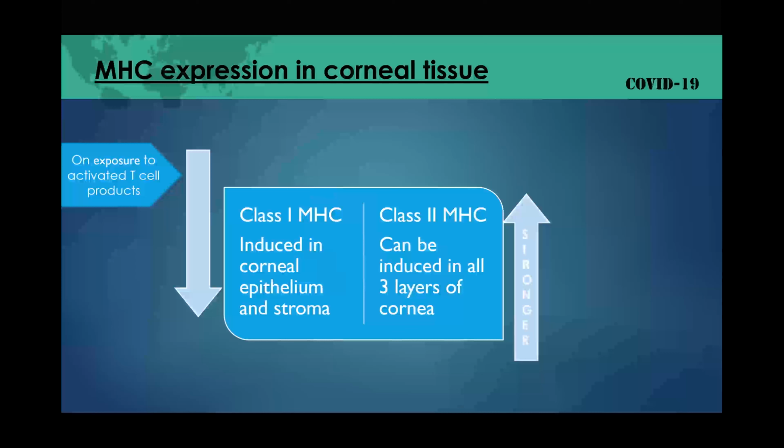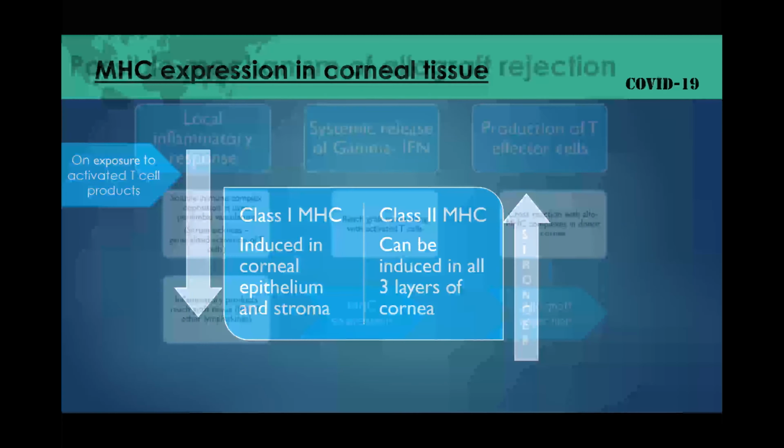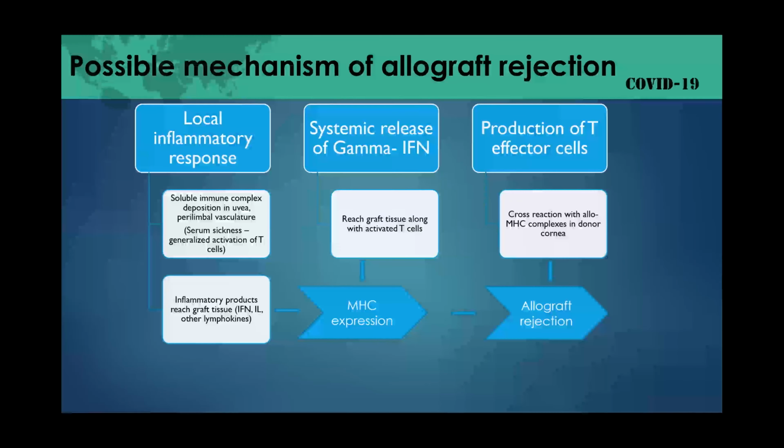On exposure to activated T cell products, we know class 1 MHC is induced in the corneal epithelium and stroma. However, a much stronger class 2 MHC can be induced in all 3 layers of the cornea. So there are 3 possible mechanisms of allograft rejection. One, a local inflammatory response by which soluble immune complexes are deposited in the uvea and the perilimbal vasculature, leading to inflammatory products like interferon and interleukin, and other lymphokines reaching the graft tissue, which causes MHC expression and thereby allograft rejection. Another mechanism could be systemic release of gamma interferon, which can reach the graft tissue along with the activated T cells and cause MHC expression followed by allograft rejection.